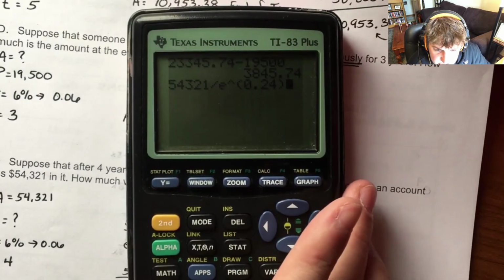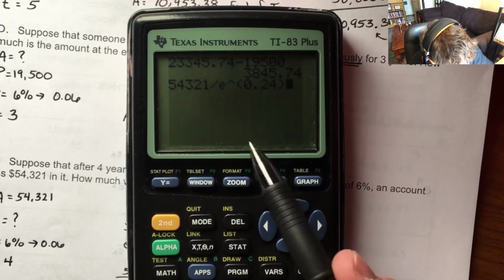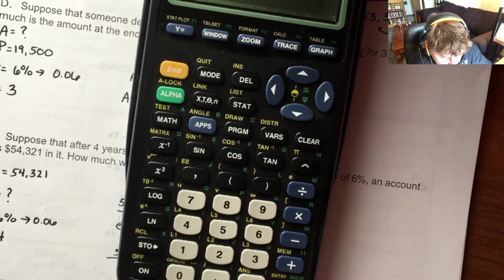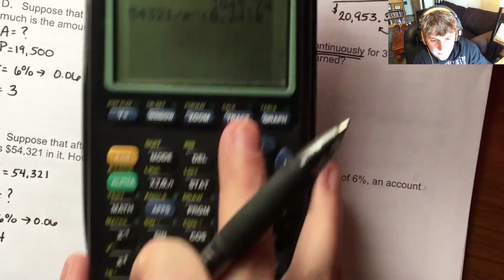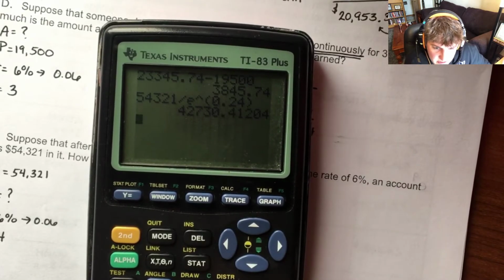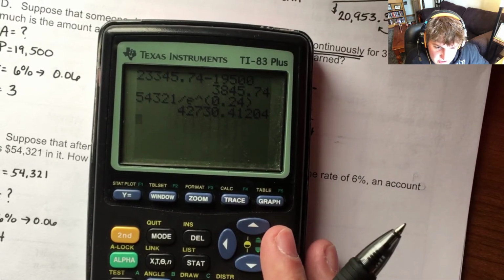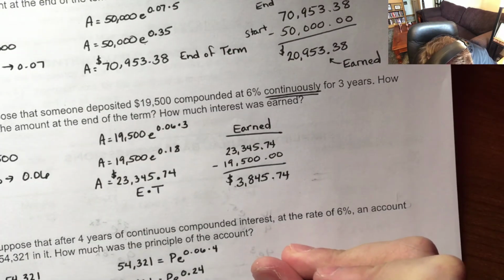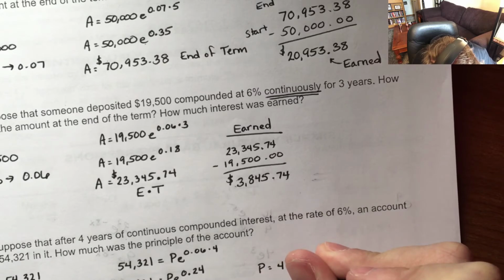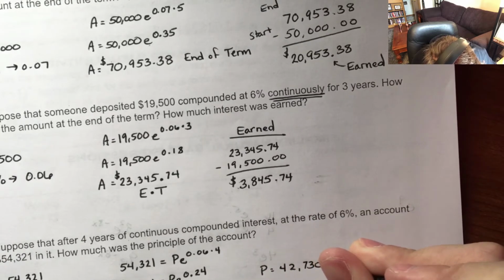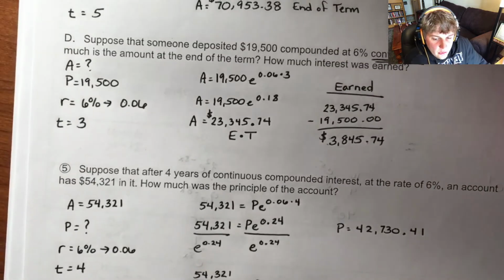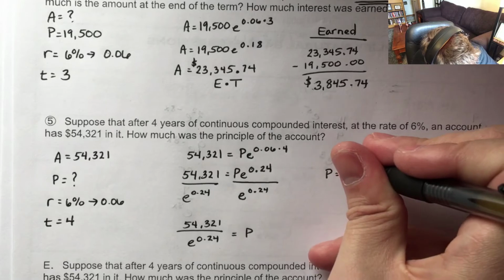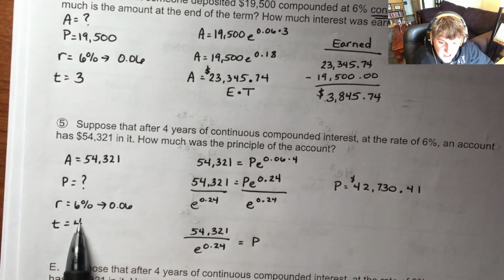Here's what I'm looking at. Again, I got the E by hitting second and then ln here. Then I hit enter and find out that it was about $42,730.41. So the principal here is $42,730.41.